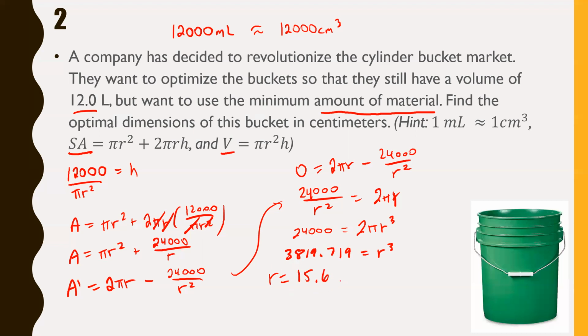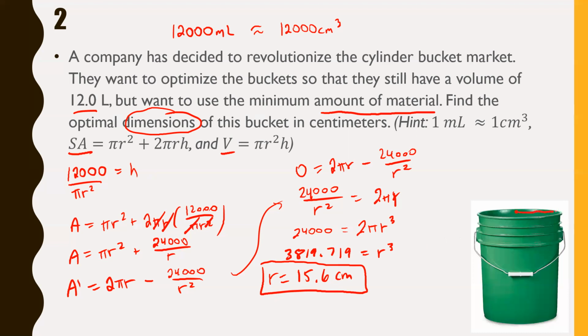15.6, and I guess that's going to be in centimeters. So the radius of this bucket needs to be 15.6 centimeters. Now, if this was a question on a quiz or something, you would have almost full marks here. There's one more thing we have to find though. We're looking for the dimensions of the bucket. All we've stated so far is just the radius of the bucket.